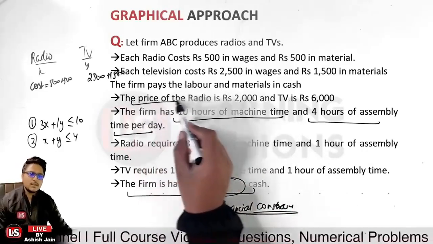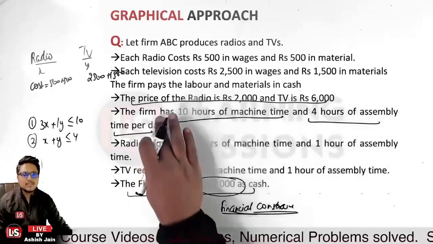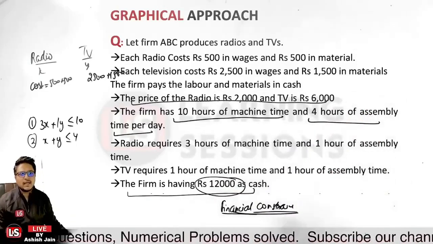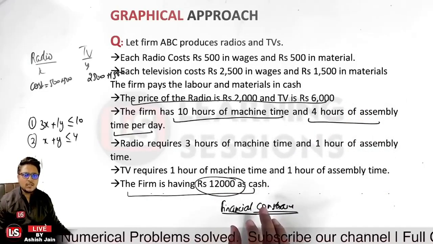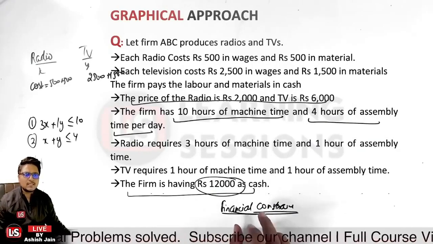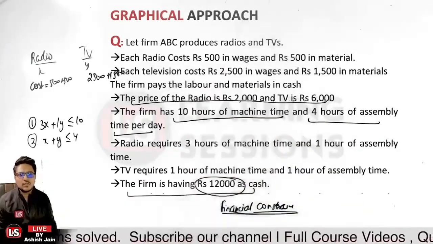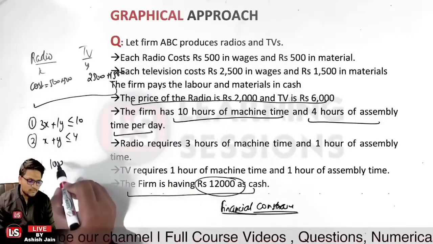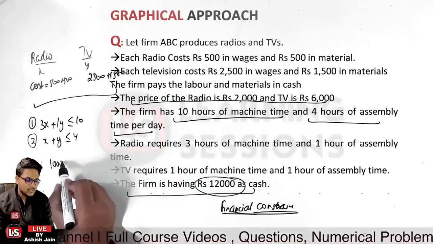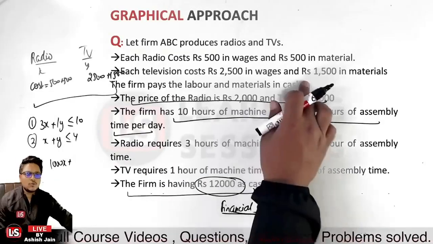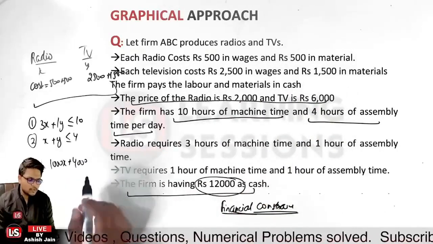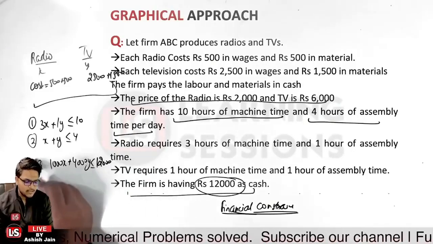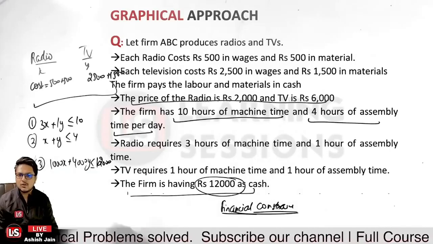So the third constraint over here is the financial constraint. Further, if we look at the statement, the price of the radio is 2000 and the TV price is given to be 6000. The cost is also given, as in the first scenario we just looked at. So we can say 1000 of X, the cost we need to procure the raw material for, plus 4000 of Y, that is related to the television itself, is lesser than or equal to 12,000. That would be the third constraint over here.